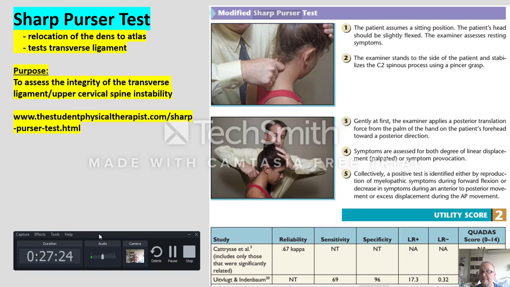Collectively, a positive test is identified either by reproduction of myelopathic symptoms during forward flexion, or a decrease in symptoms during an anterior to posterior movement, or excess displacement during the anterior to posterior movement.